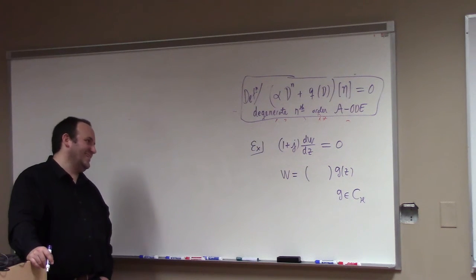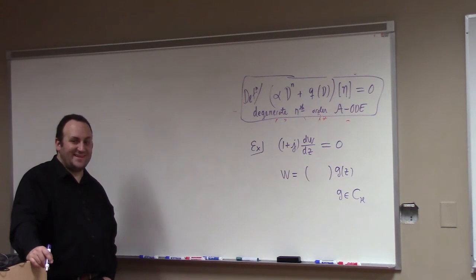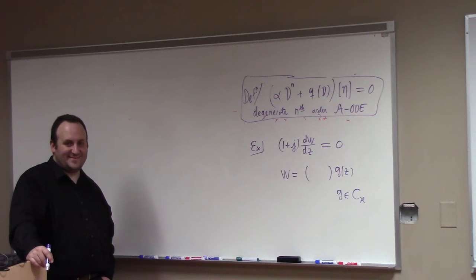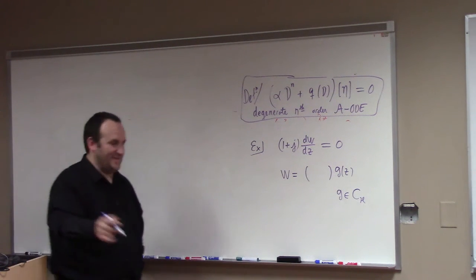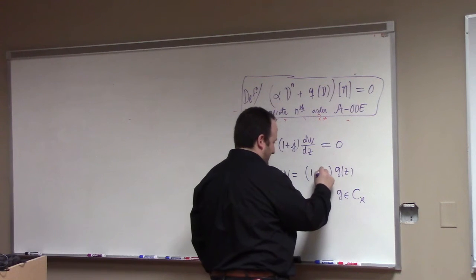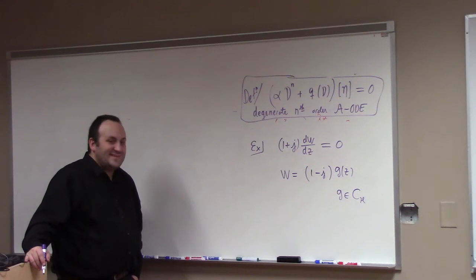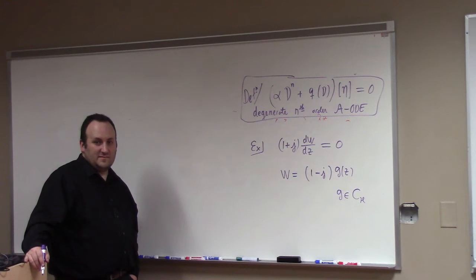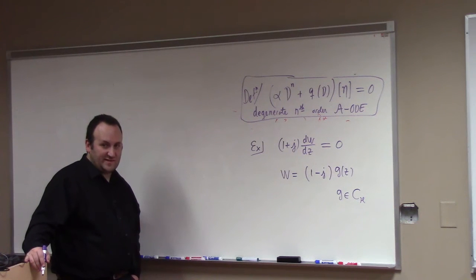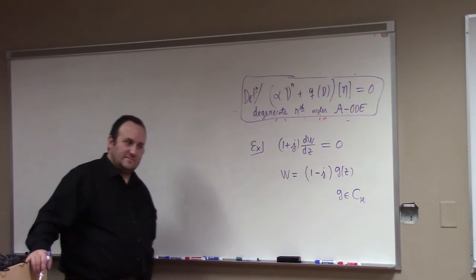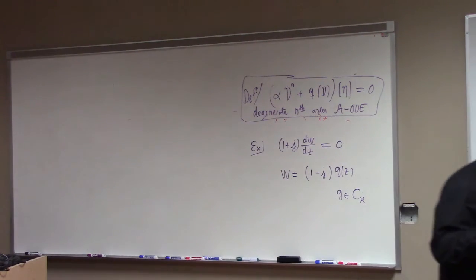Well, zero, yes, zero does work, but how about something more exciting? 1 minus j, right? Yeah, so that solves it for any choice of g. First order differential equation, infinite solution set in the sense of hyperbolic linearity. It's not nice.